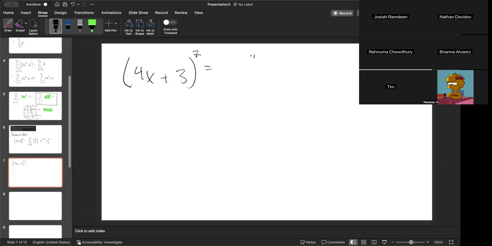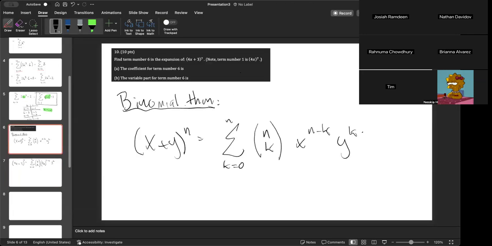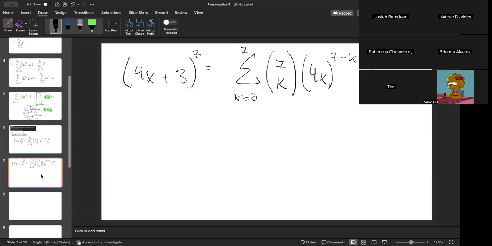That's going to be the sum from k equals 0 up to 7 of 7 choose k of 4x to the 7 minus k, 3 to the k. Okay, so the first term is when k is equal to 0.